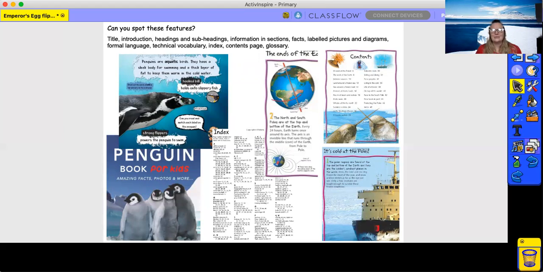Can you find a title? Can you find the introduction? Can you find a heading or a subheading? Can you find information which is written in sections? Can you spot any exciting facts? Are there any labelled pictures or diagrams? Can you spot any technical vocabulary? And is there an example of an index page, a contents page, or a glossary? Let's have a look all together.